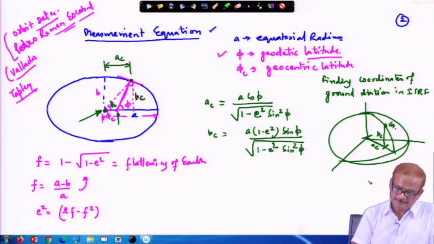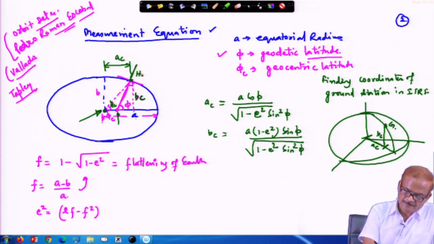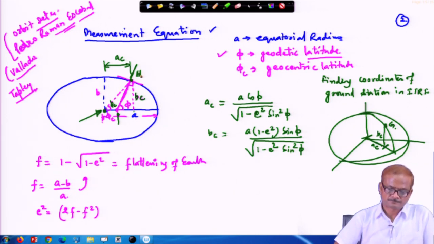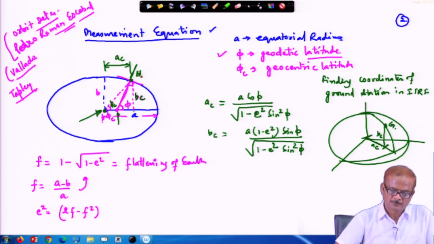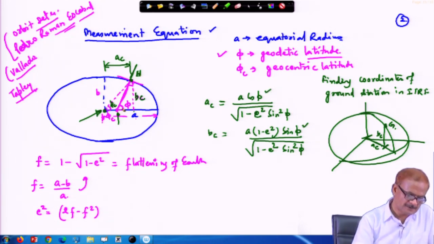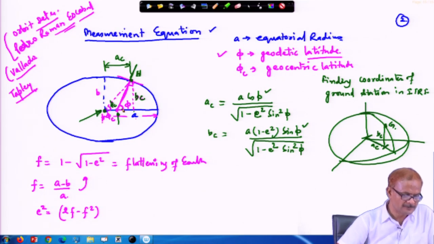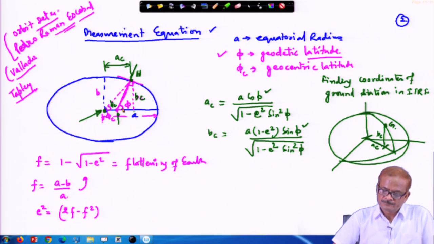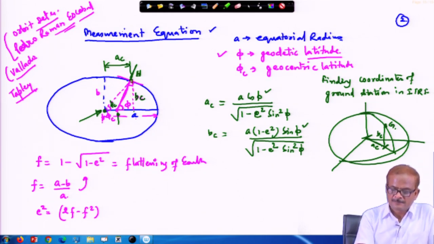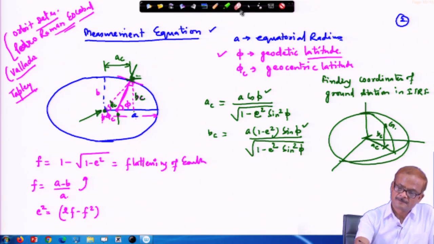And thereafter, if above this you continue to a height h, this phi and phi c are connected together. This also we have to remember, they are not independent of each other. So, if this is the height above this plane and this is perpendicular here, we need this extra part, delta B c to be added and delta A c to be added to get the coordinate.